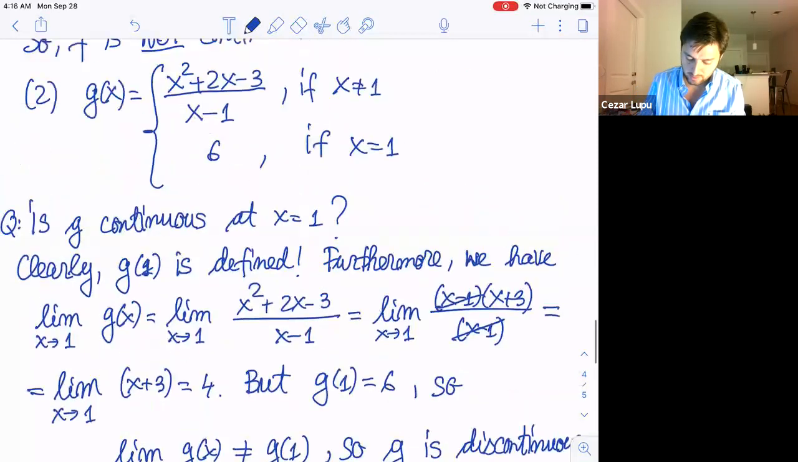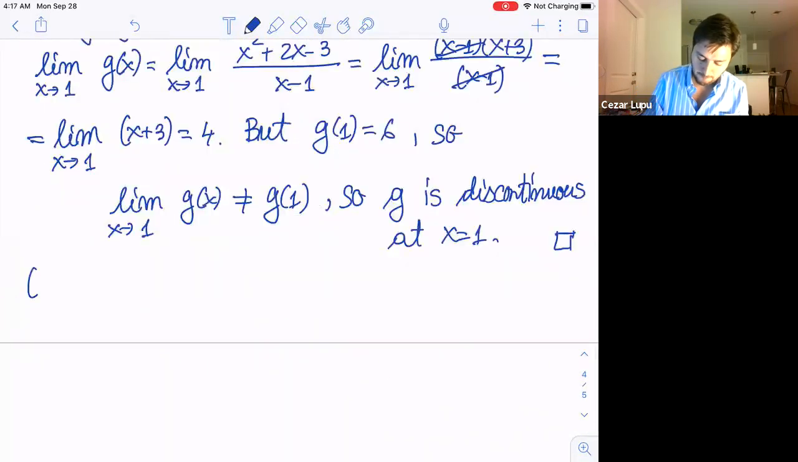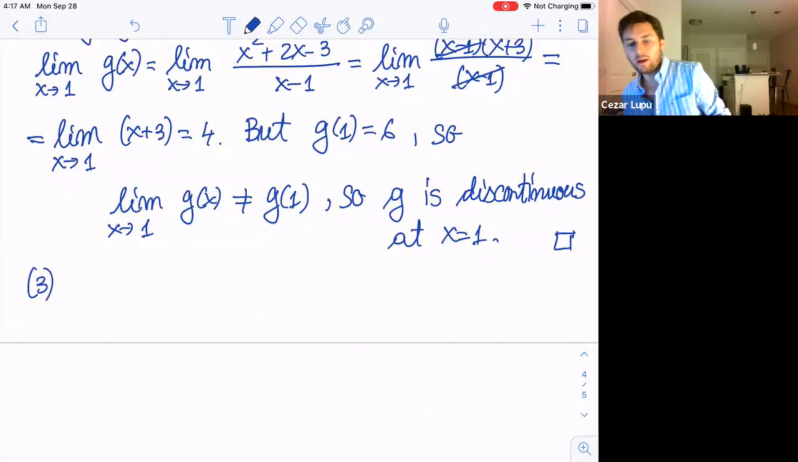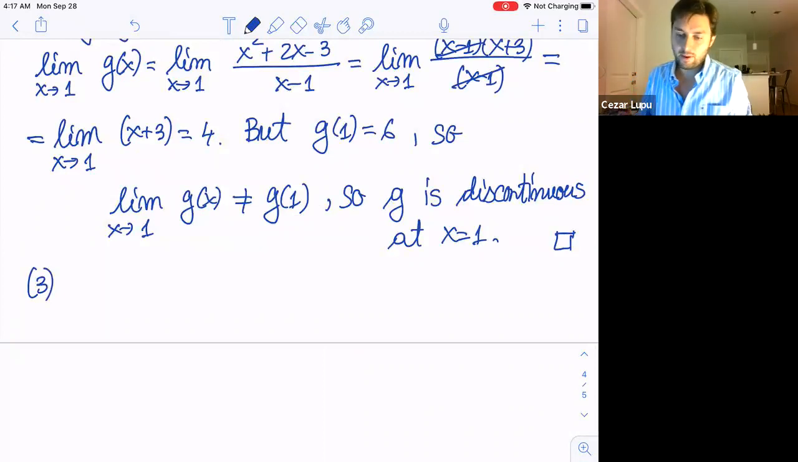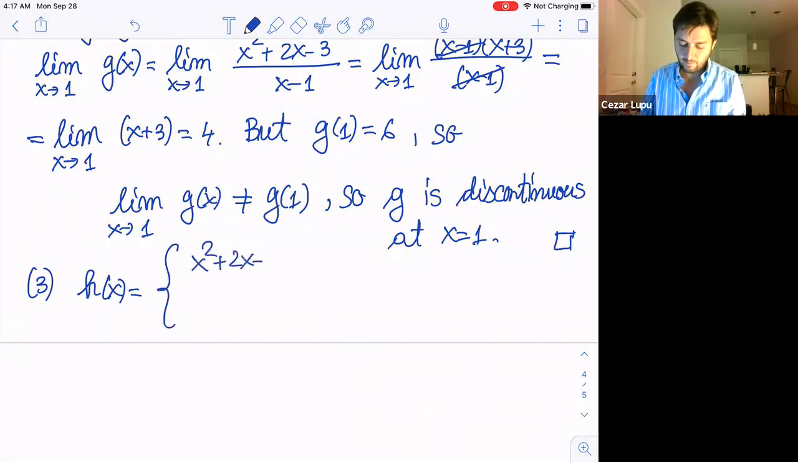See, that was the second one. The third one. And here in the third one, I'll take the same function, so I'll try to make them agree. So h of x would be x squared plus 2x minus 3 over x minus 1 if x is different than 1, and 4 if x is equal to 1.